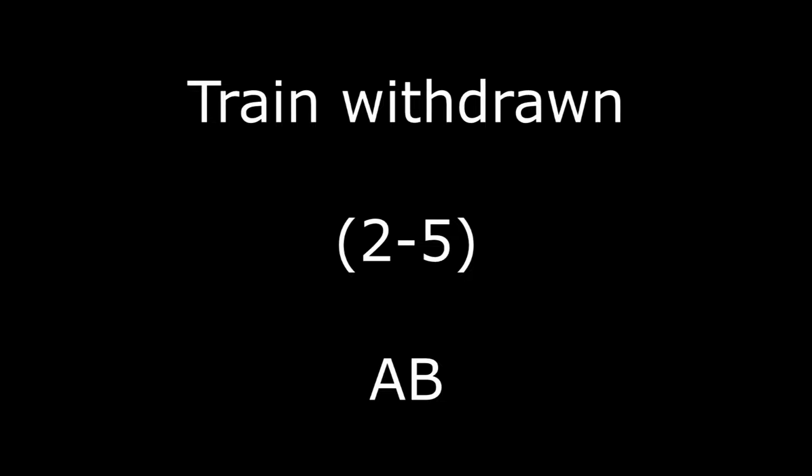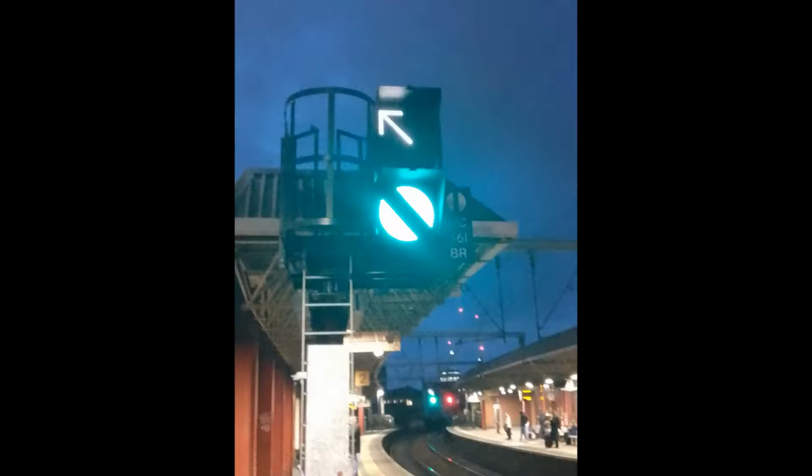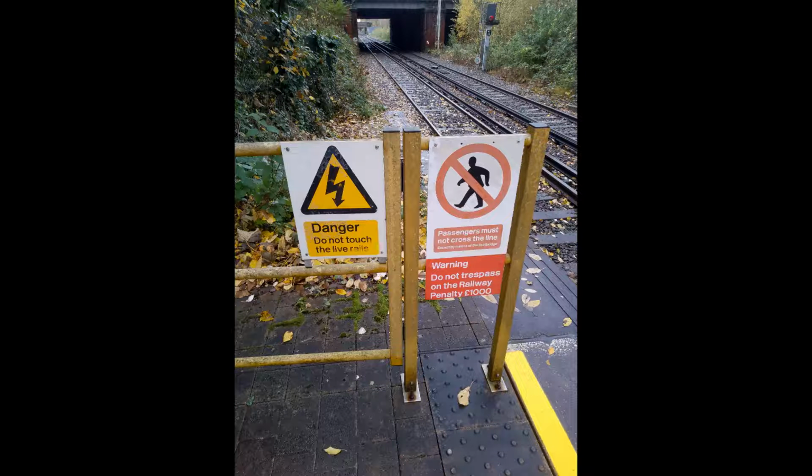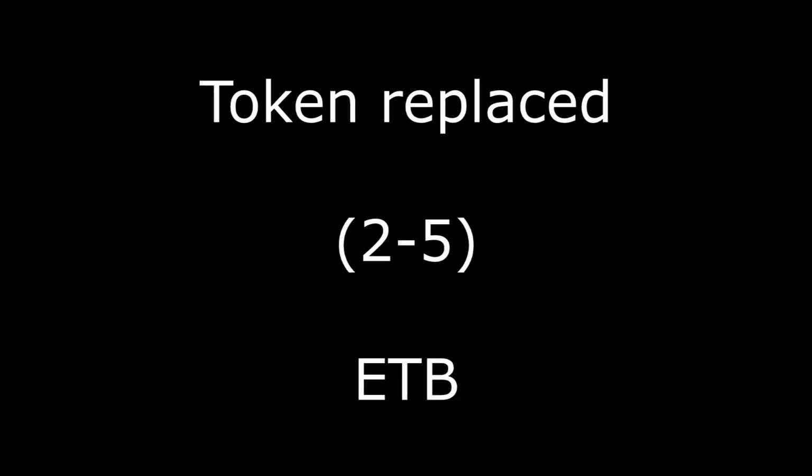So again, can you see how they're similar? And what we do is we swap the 2 and the 5 around for those two. In electronic token block, if we want the signaller to release the token, it's 5 pause 2. And when we replace the token, it's 2 pause 5. So again, we can see how those two are related.